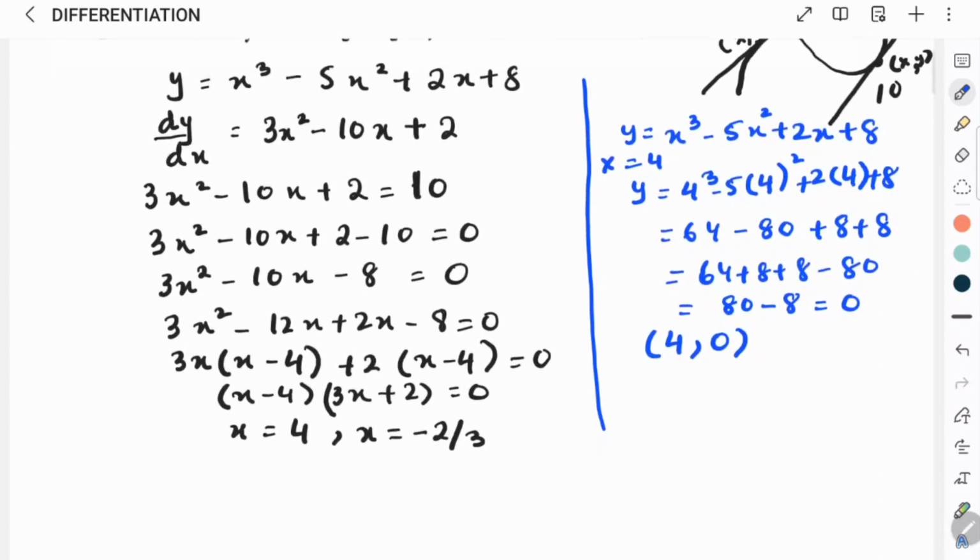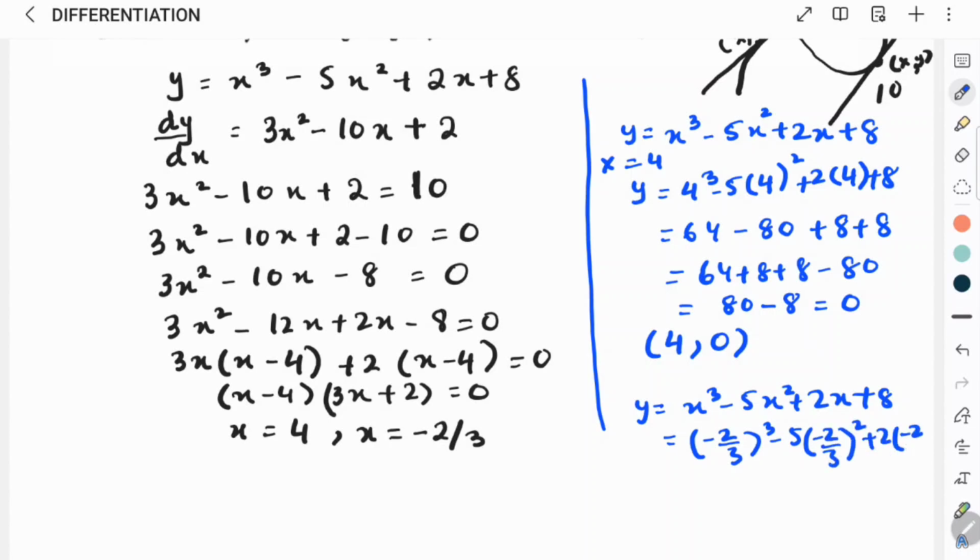So now minus 2 over 3. So y is equal to x cubed minus 5x squared plus 2x plus 8. I'm substituting now minus 2 over 3 in place of x. Minus 2 over 3 cubed minus 5 times minus 2 over 3 squared plus 2 times minus 2 over 3 plus 8. Okay. Now this is minus 8 over 27, since cubed, that's why the negative sign remains negative.